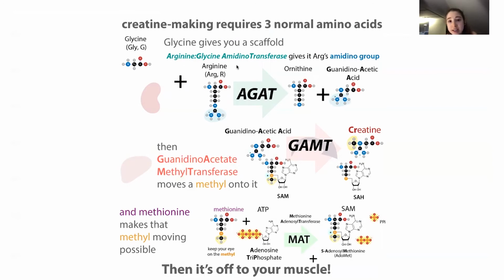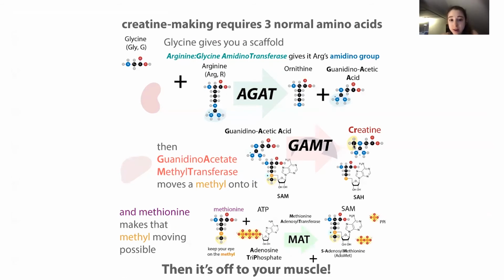amidinotransferase, or AGAT, and basically it's going to give arginine's amidino group. So where you have a carbon and these 2 nitrogens, it's going to transfer this onto glycine to make guanidinoacetic acid. And because you've removed this amidino group, what was arginine is now ornithine. And you're not quite at creatine yet. We still need to add on this methyl group.